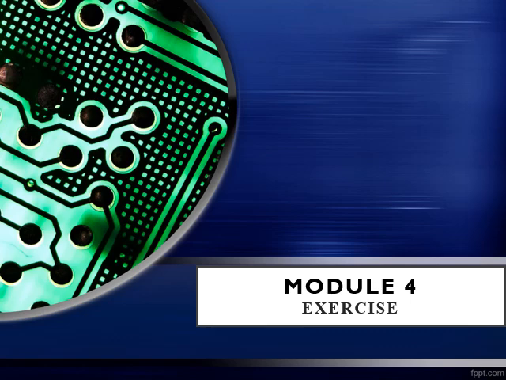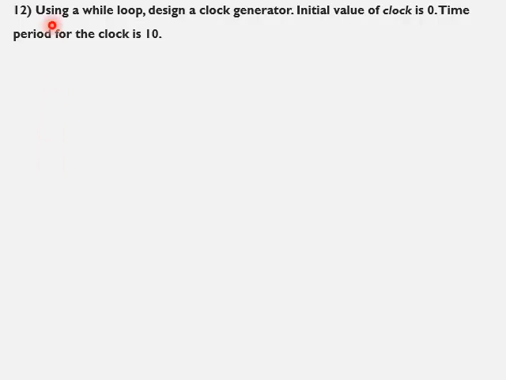In this video lecture, we look into a few exercise problems of Module 4, that is Behavioral Modeling. Question number 12. Using a while loop, design a clock generator. Initial value of clock is 0. Time period for the clock is 10. So we'll proceed to write the program.